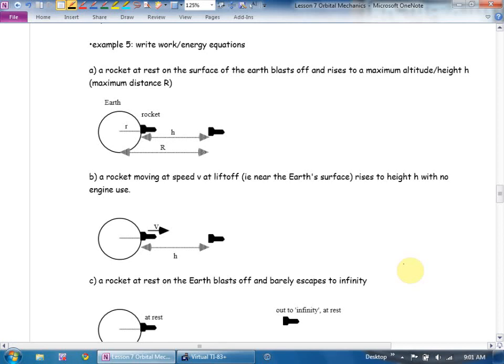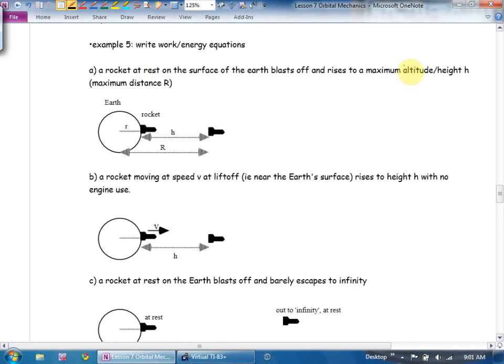I'm not going to do every one of these. I'm going to talk about the most common one. Here is a bunch of different situations. It says, write the work energy equations. A rocket at rest on the surface of the Earth blasts off and rises to a maximum altitude. How much work is being done by the engines?